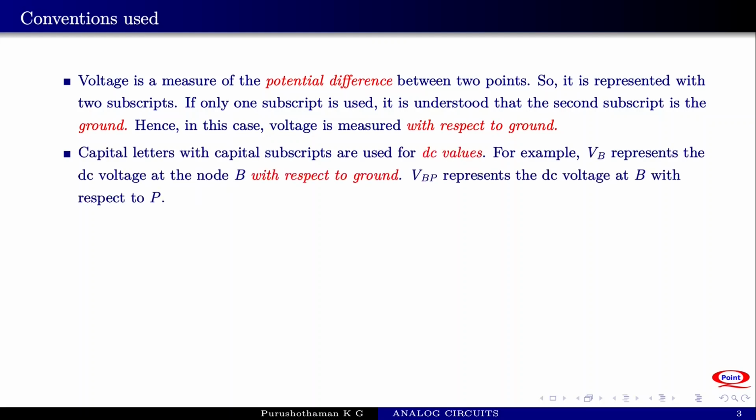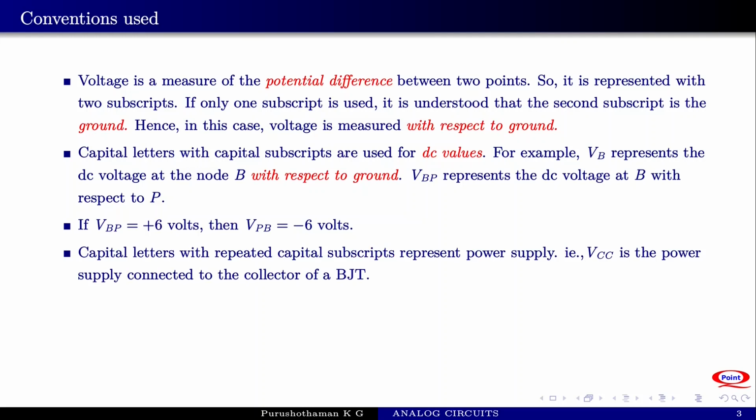Capital letters with capital subscripts are used for DC values. For example, capital V subscript capital B represents the DC voltage at the node with respect to ground. VBP represents the DC voltage at B with respect to P. If VBP is positive, then VPB is negative.